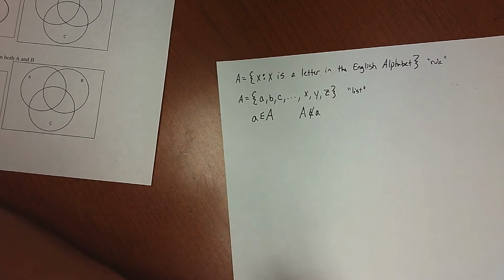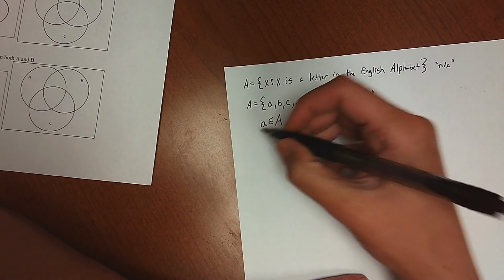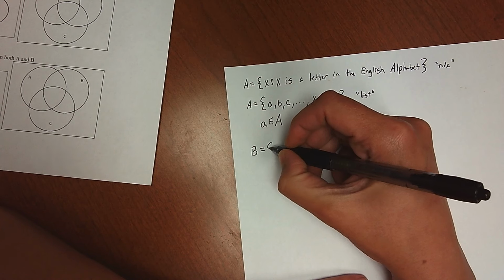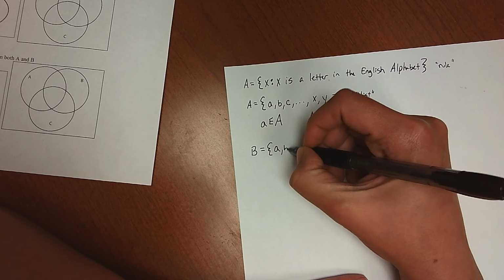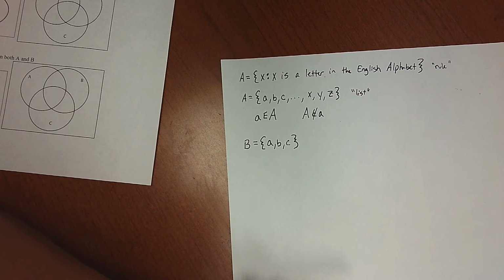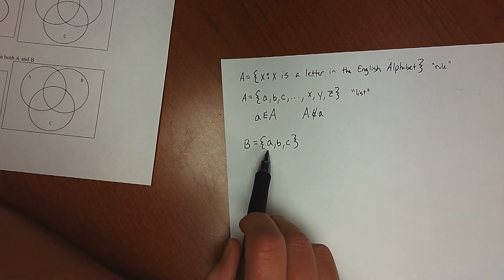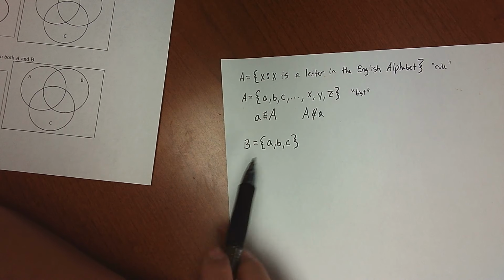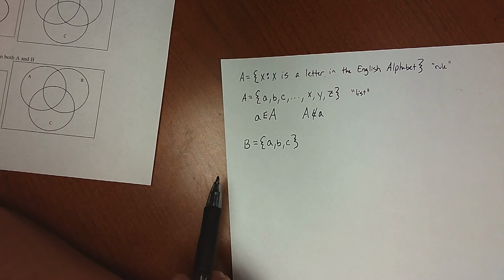Alright, let's go ahead and move on. Let's make another set. So I'm going to define another set, and I'm going to say set B is equal to the elements A, B, and C. Alright, so now I have another set, and it's also using letters, but not all 26 letters. Alright, so this is going to be helpful for me to talk about subsets.